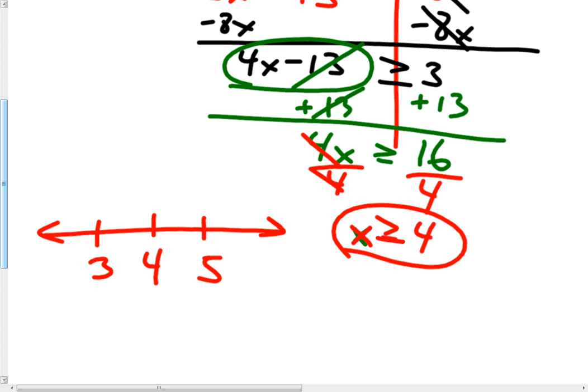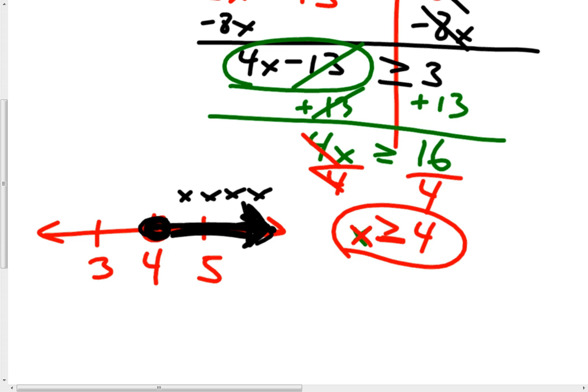Closed. This has got the little line underneath, so we're going to darken that in. All that means is that 4 is a possible answer. Where are all the x's bigger than 4? On the right. So let's make this dark. What does that mean? It means that everything this way is a possible x. 6, 7, 8, 9. All of those would work.